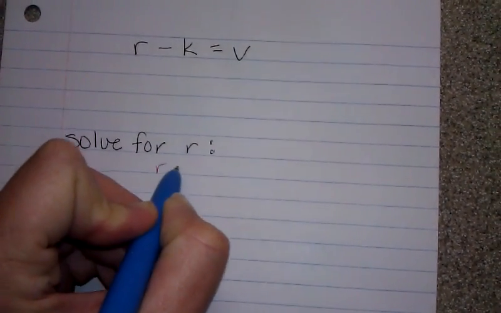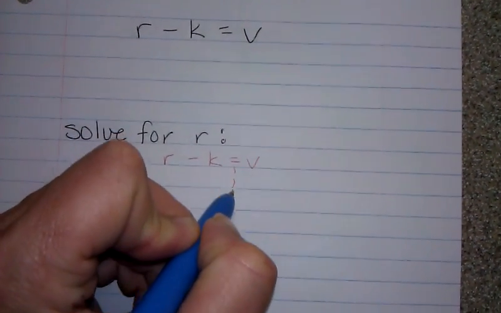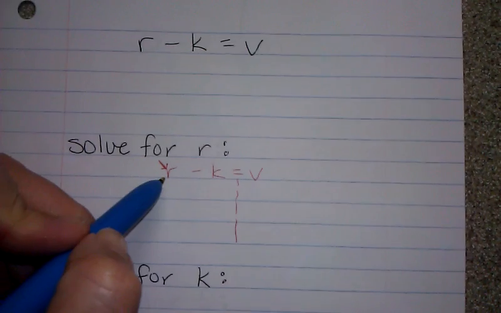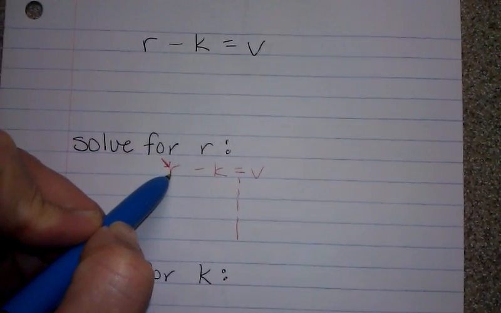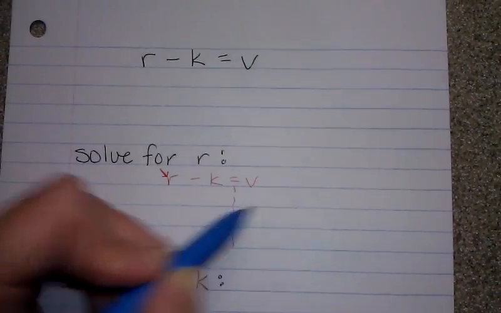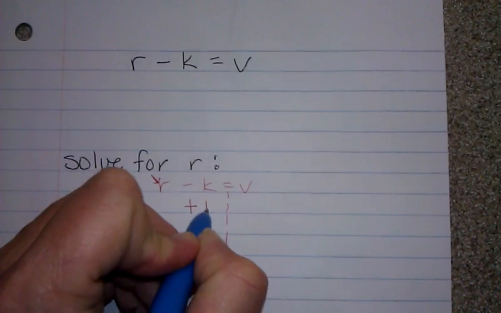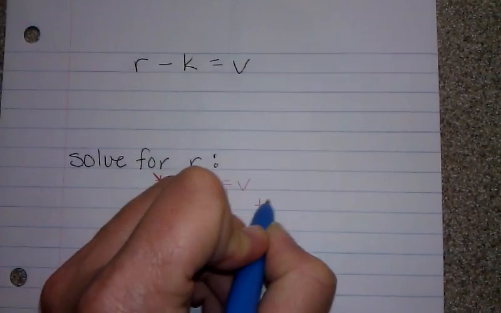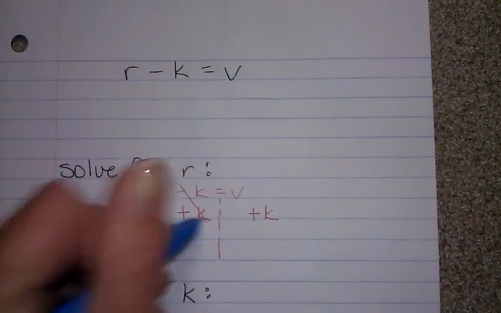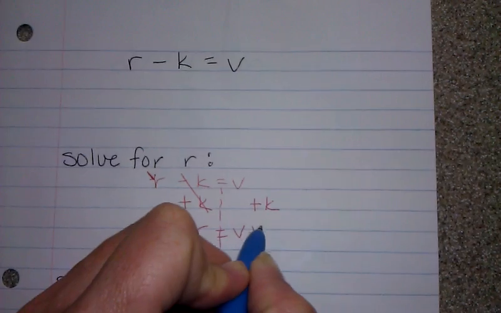Okay, so I'm going to write r minus k equals v. I'm going to draw a dotted line on my equal sign. I want to get r all by itself. If I put my pencil on the r, what is on the same side of the equal sign with the r? The minus k. To move that to the other side, you need to do the opposite. The opposite of minus k is plus k. So I will add it to one side, because what you do to one side, you have to do to the other. I'll cross this out, and I get r equals v plus k.